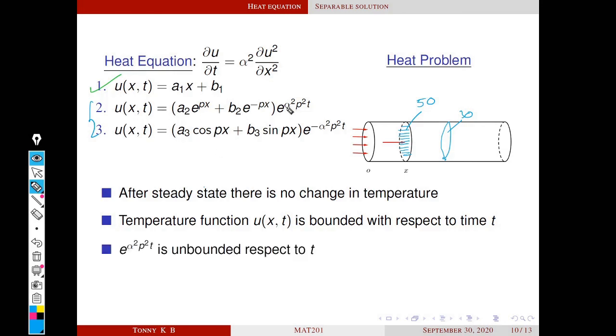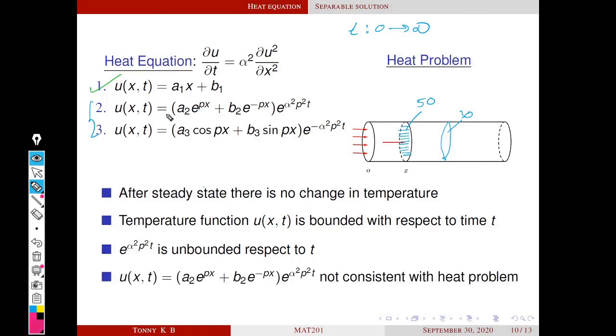Yes, in the second solution, the time part is e raised to alpha square p square t. We know that these two are positive and t is time. So time is varying from 0 to infinity. So t is always positive. So it is clear that this function is unbounded with respect to time. When t is very large, this quantity tends to infinity. So e raised to alpha square p square t is unbounded with respect to time. So the second solution is not consistent with the heat problem.